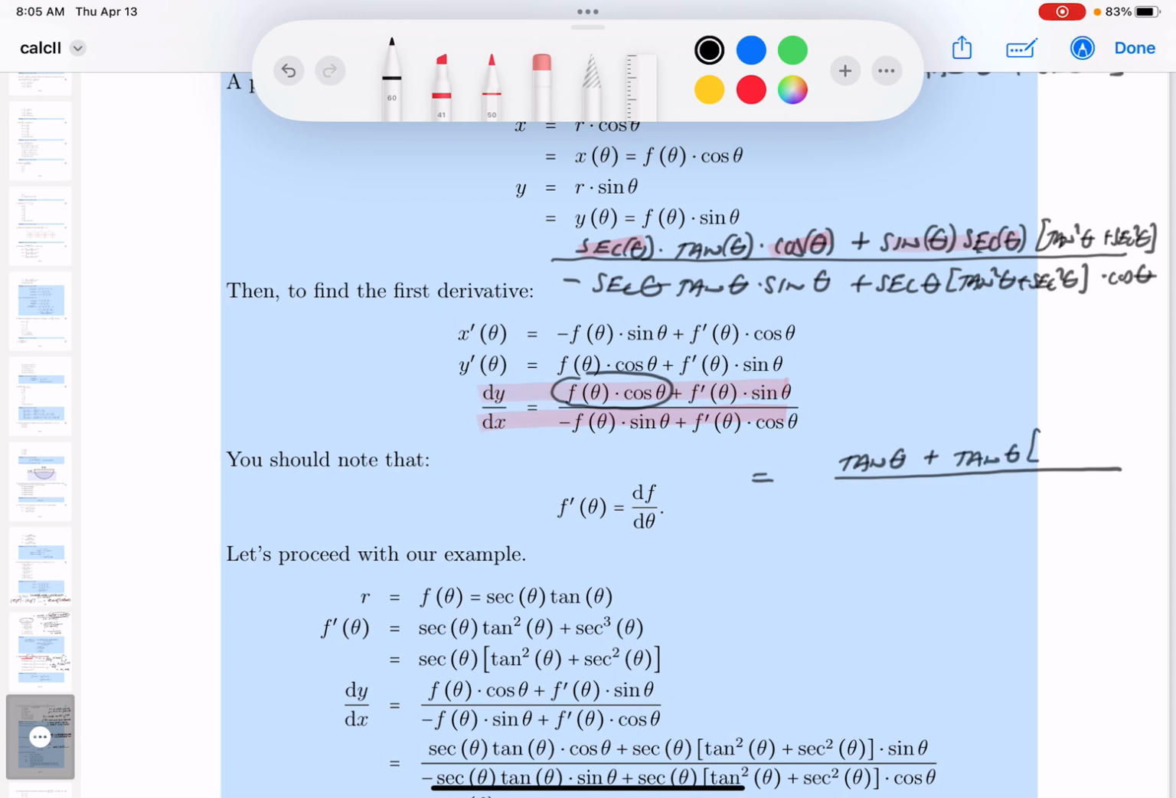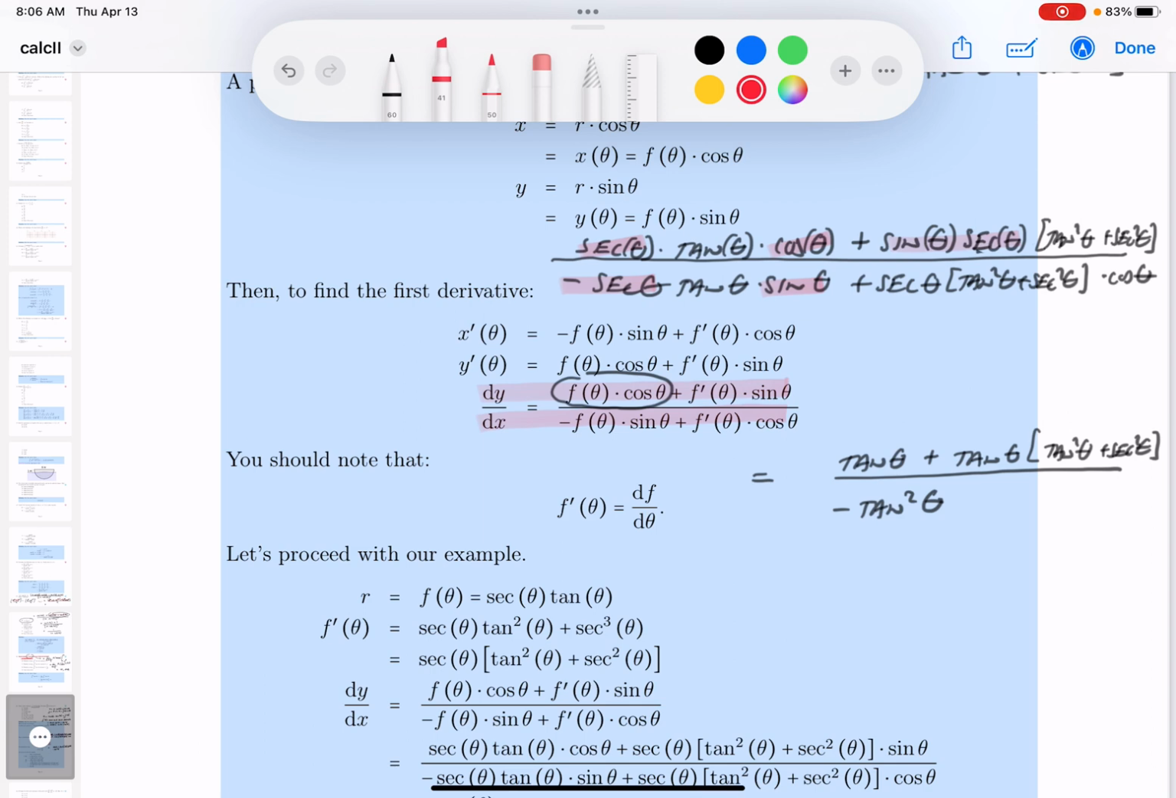And then what do you get? You get tangent squared plus secant squared. Now let's look at the bottom and see what we see over there. And I'm seeing minus tan squared now. I'm looking at this, and I'm looking at that. And the sine over cosine is tangent. So I see minus tan times tan, which is minus tangent squared.